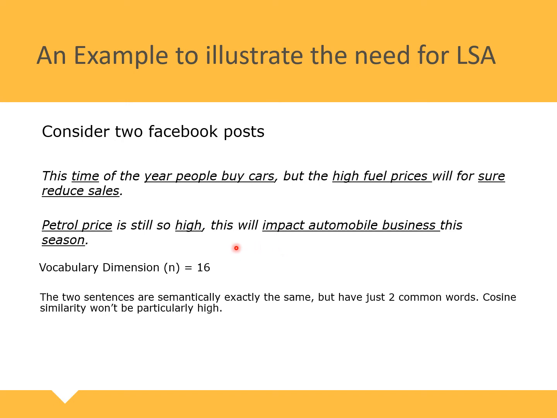And what is the other common word? Let me check. Time is there only in the first sentence. There was another common word. I think, yeah, high. High is the second common word. So there are just two common words in these two sentences, but yet semantically they are the same. But since the number of common words is less, cosine similarity is not expected to be particularly high.